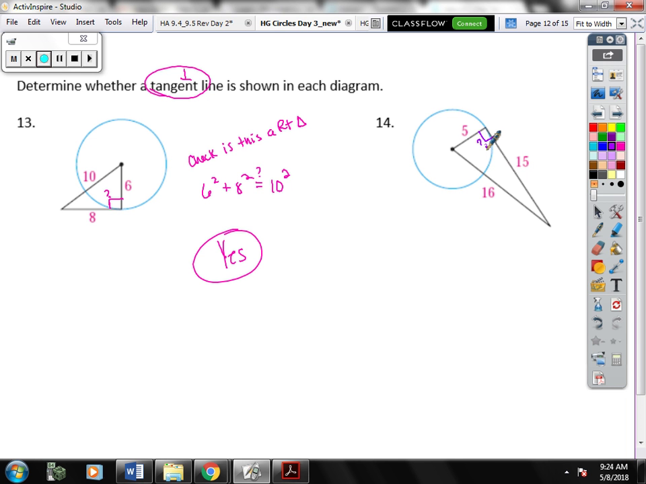So we're checking, is 5 squared plus 15 squared, question mark, does that equal 16 squared? And when we do 5 squared plus 15 squared, that'll be 225 plus 25, which will be 250. 16 squared is 256. So those are not equal. So the answer is no, this is not a tangent because it's not a right angle. So even though it looks like a tangent, it's not.